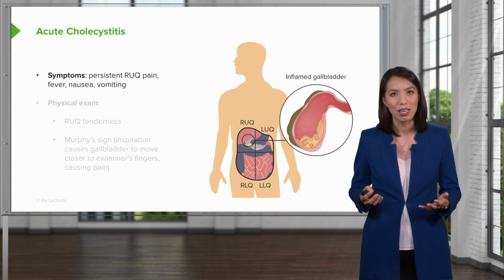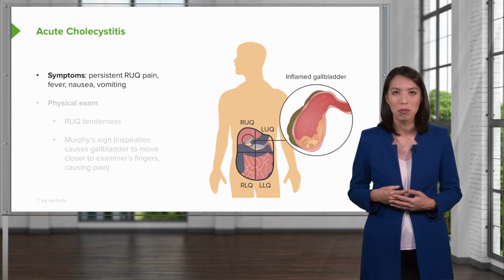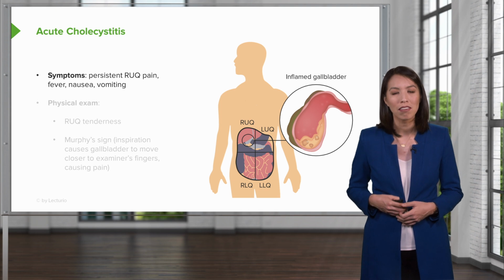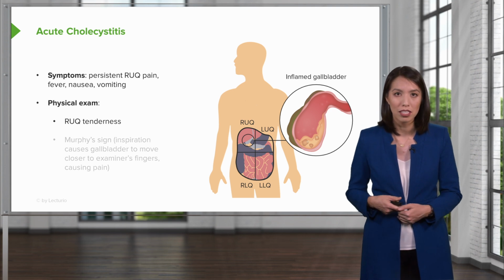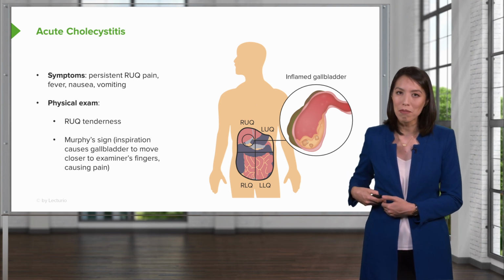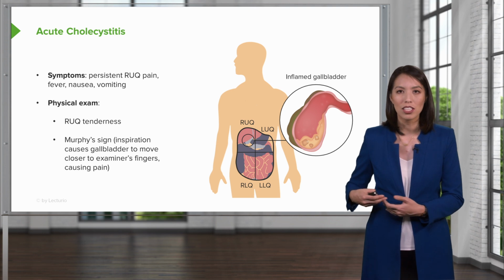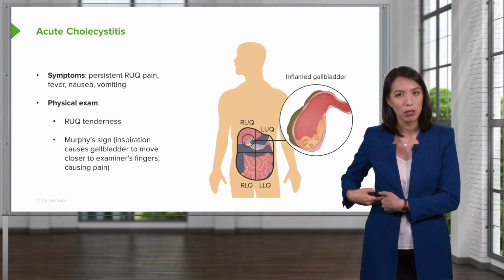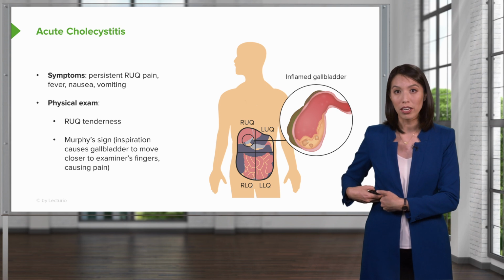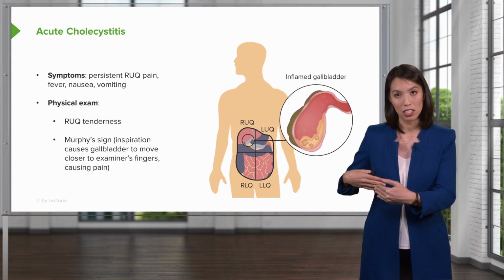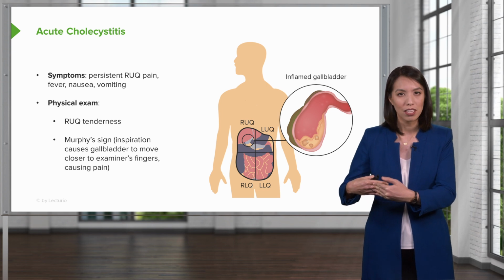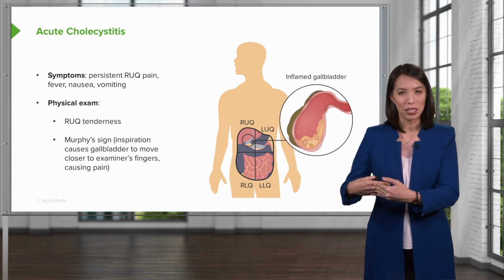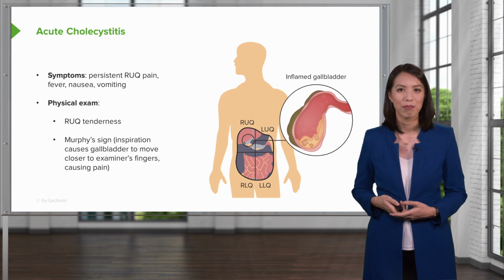So, again, patients with acute cholecystitis tend to present with right upper quadrant pain, fever, nausea, and vomiting. On physical exam, they will have tenderness in the right upper quadrant, and they may have a particular exam finding called Murphy sign. This is when you press in on their right upper quadrant, and as they inspire, or breathe in, this causes the gallbladder to come in contact with or move closer to the examiner's fingers, and they will stop breathing in because they experience pain.